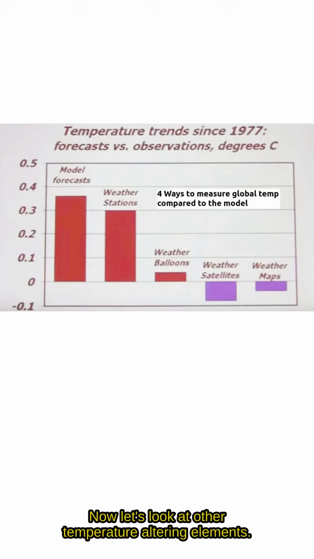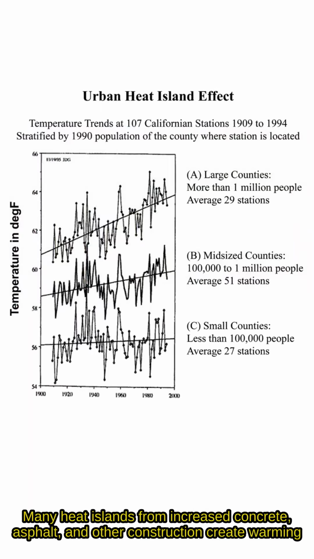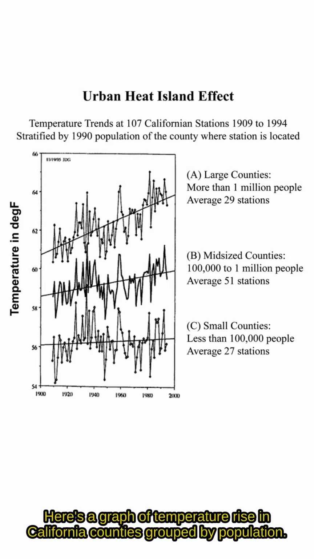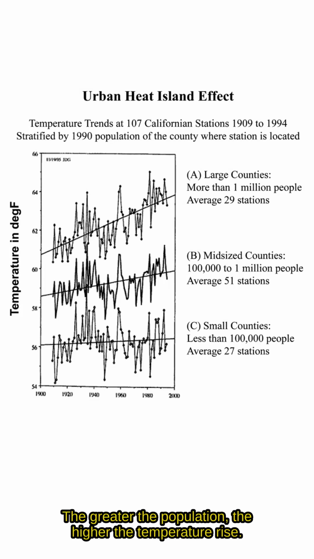Now let's look at other temperature-altering elements. Urban heat islands from increased concrete, asphalt, and other construction create warming often included in climate change data. Here's a graph of temperature rise in California counties grouped by population. The greater the population, the higher the temperature rise.